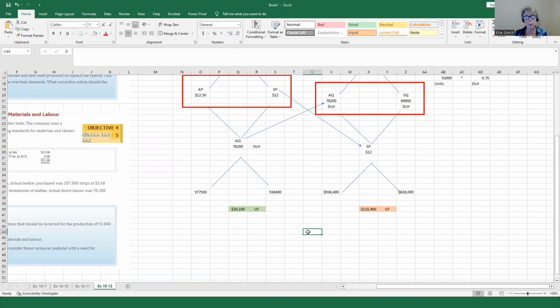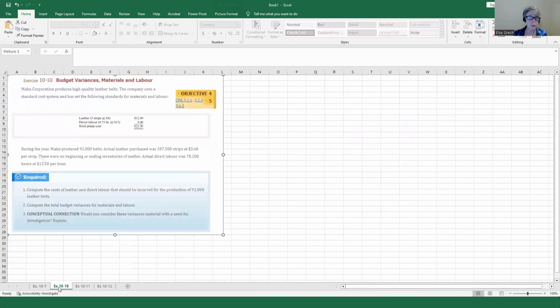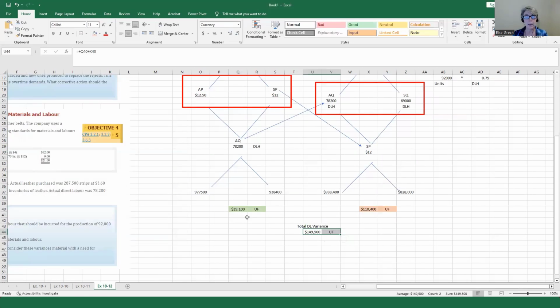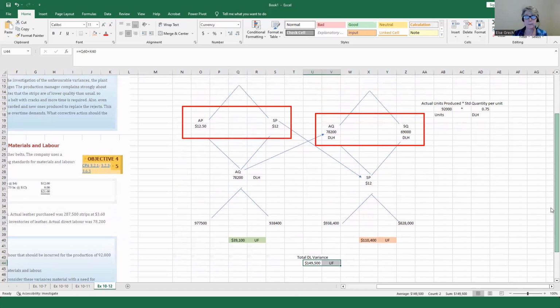Unfavorable and unfavorable, remember we add them. So we're going to take these two and determine that these are unfavorable. The total direct labor variance is simply the efficiency variance plus the price variance, and we can see that this is unfavorable $149,500. Remember in 10-10, we were asked what's the total variance for direct labor. We can calculate that by calculating the price variance and the efficiency variance.